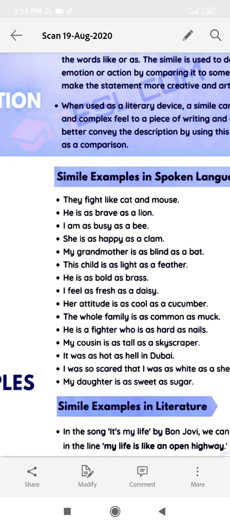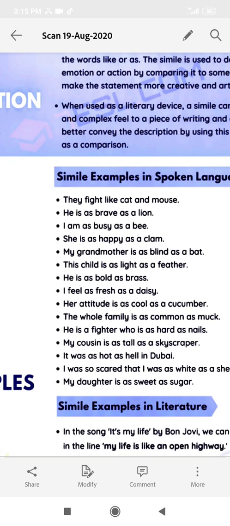Busy like whom am I? Like a bee. Okay, so I and bee both are compared with the help of the word as. Which word is used for comparison? As. So it is simile figure of speech.